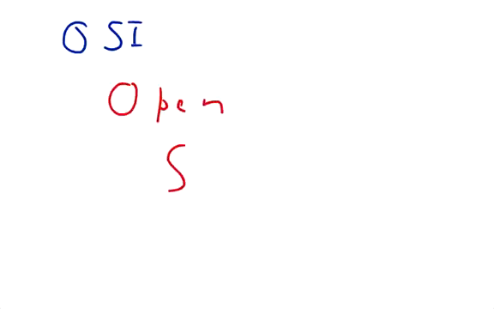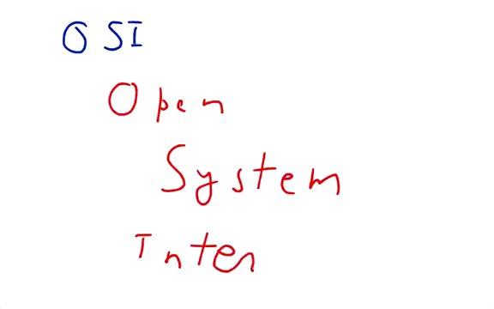So guys, what does OSI model mean? OSI stands for Open Systems Interconnection. Open, Systems, Interconnection. So, a little history about OSI model.